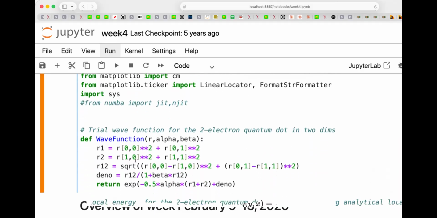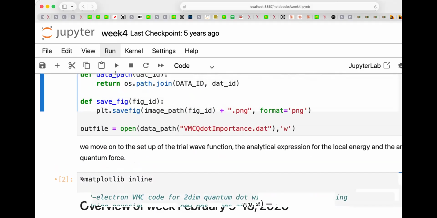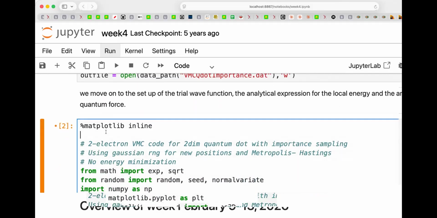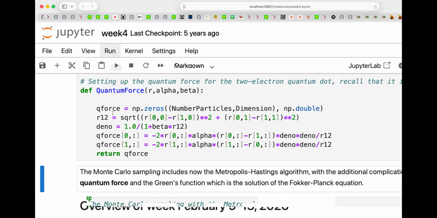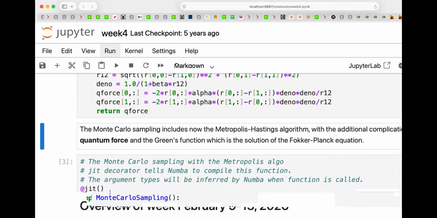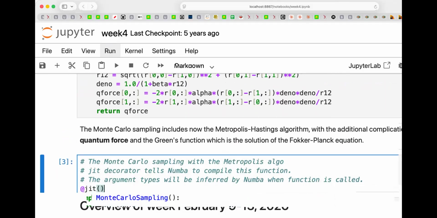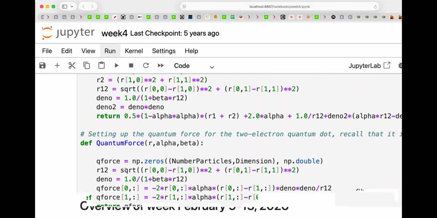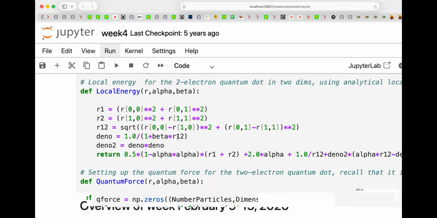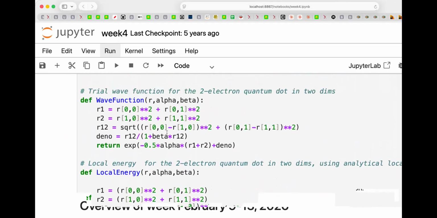And so let's just run this one. But then I wanted to say a little bit about this trial wave function which we are having here. So here you see the calculation of the quantum force. You have an analytical expression for the local energy, even though the wave function is a little bit more complicated.